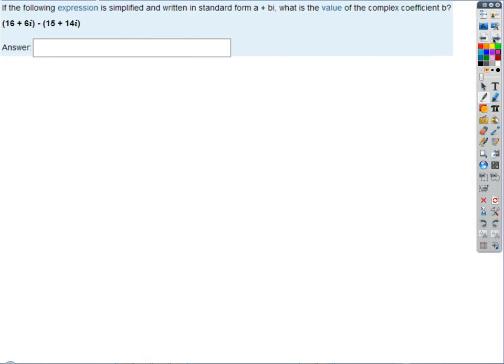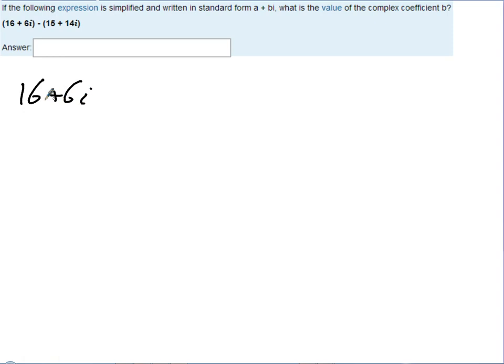Okay, very simple. These are not a big deal. If we're going to simplify this, 16 plus 6i minus the complex number 15 plus 14i, what's our strategy on these? If we're adding or subtracting, are we just collecting like terms?